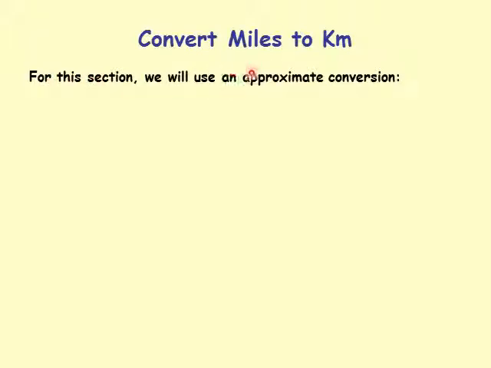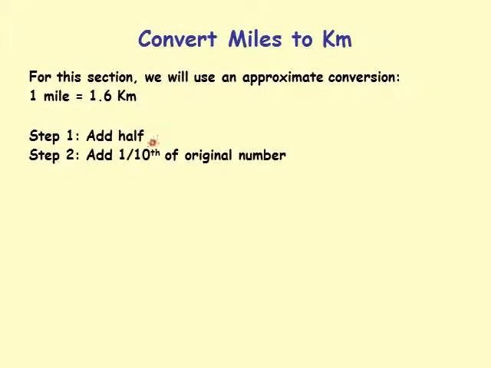In this section, we'll use an approximate conversion instead of the Fibonacci series, which was also approximate. So for 1 mile, we'll use this conversion: 1 mile is equal to 1.6 kilometers. So first we add a half, then add a tenth of the original number.